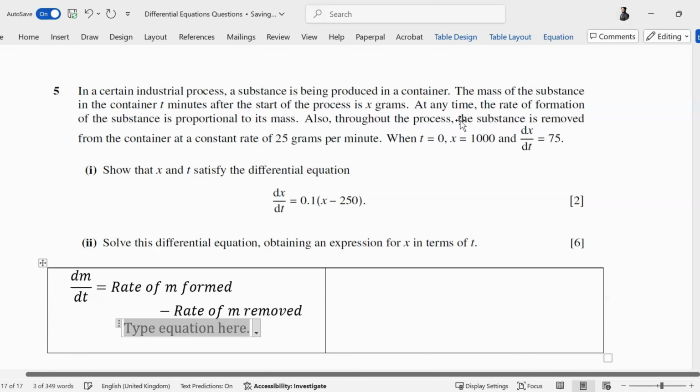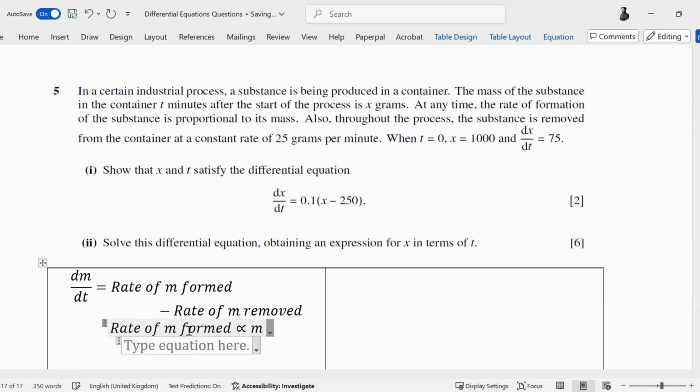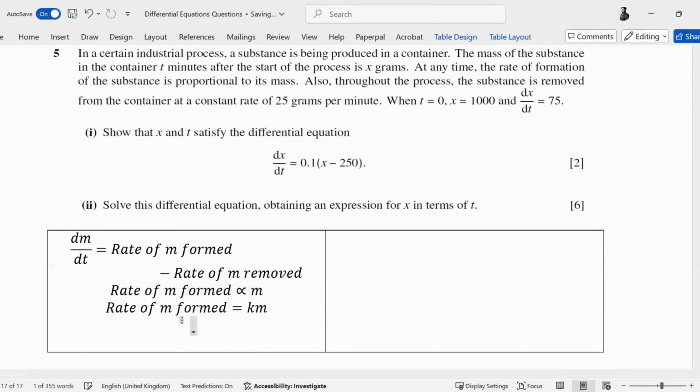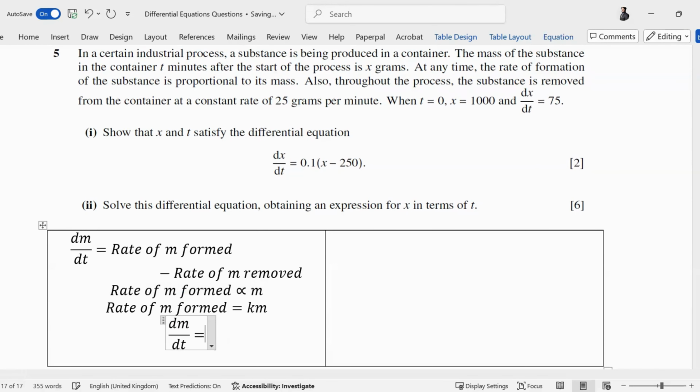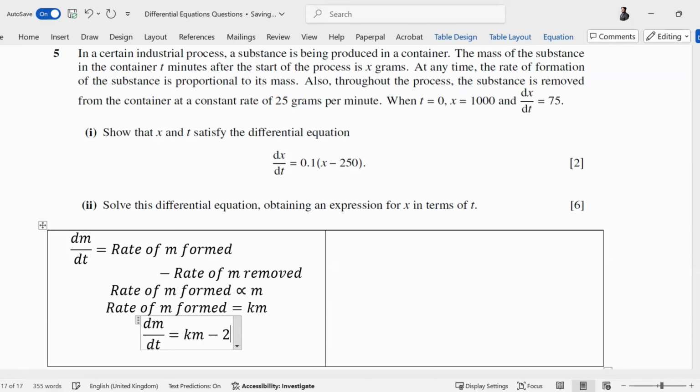What does the question say? That the formation rate of m, this is proportional to its mass. So rate of m formed is proportional to mass. So can I say rate of m formed is km? So dm by dt is km minus, what about m removed? The question is telling us a constant rate of 25 grams per minute.